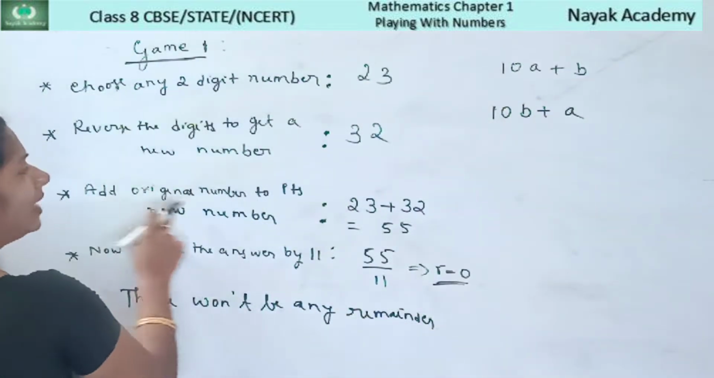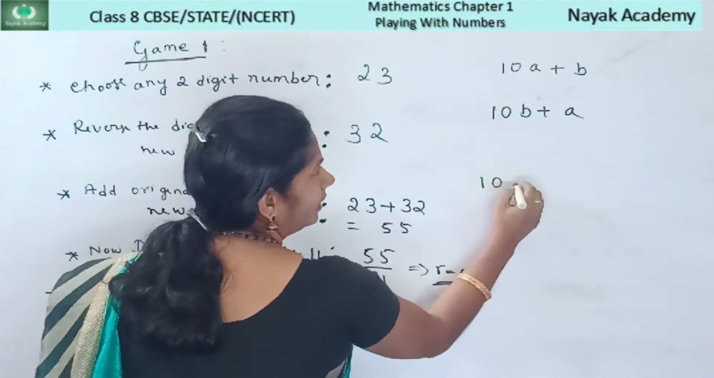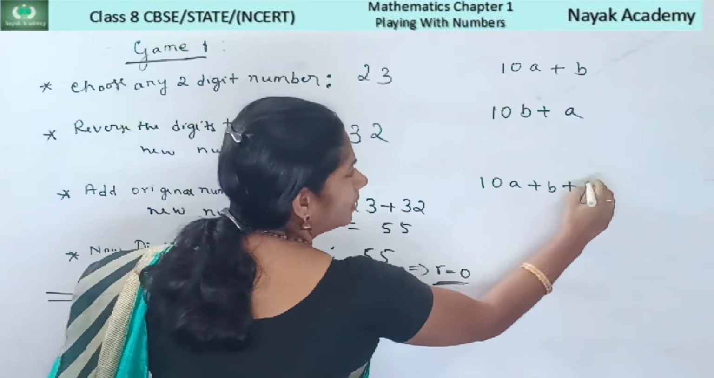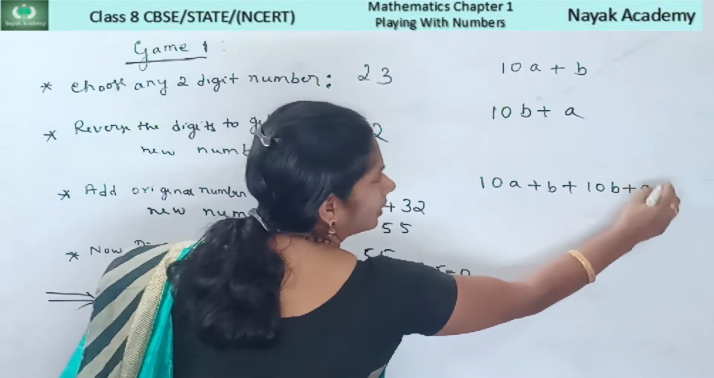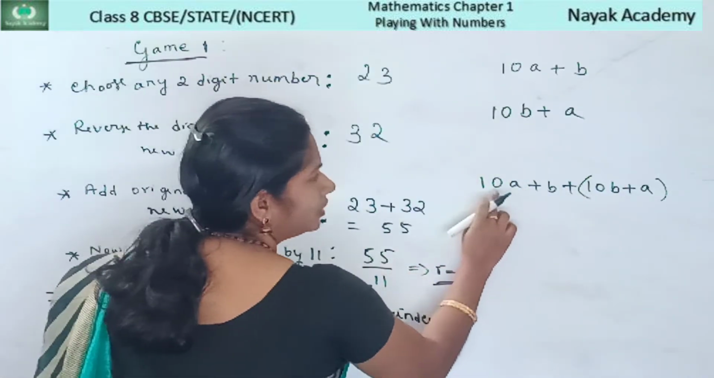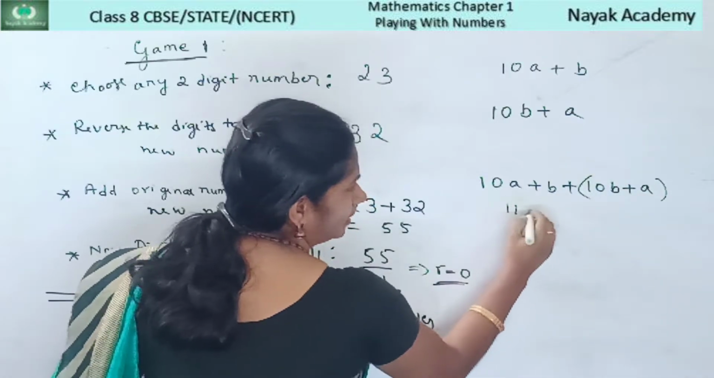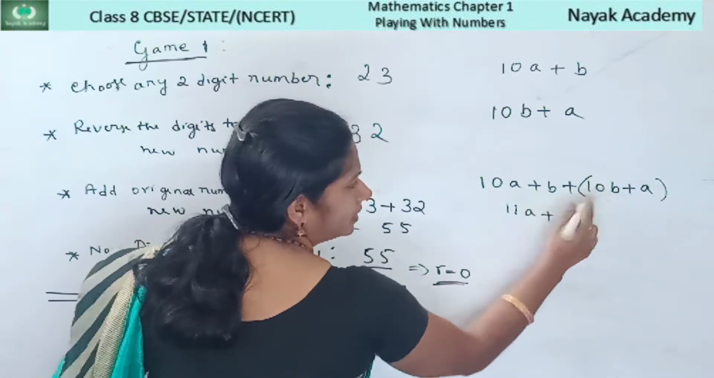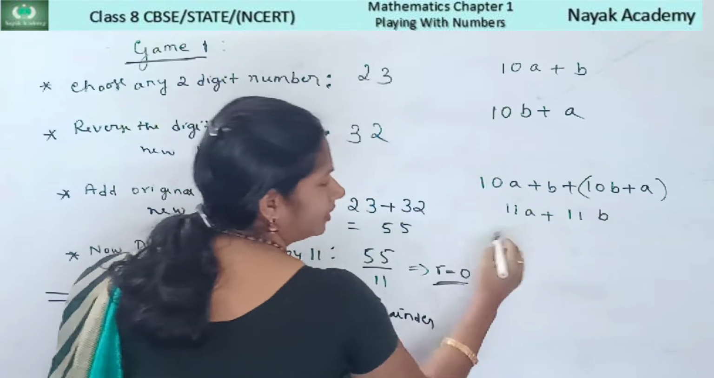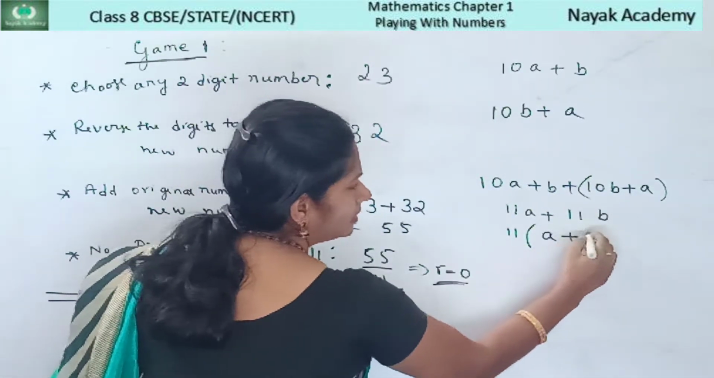Next, add the original number to the new number. So next step, 10A plus B plus 10B plus A. This is the new number, this is the original number. If we add, what will we get, children? Add the like terms: 10A plus A is 11A, plus B plus 10B is 11B. Now here 11 you can take common outside: 11 times A plus B.